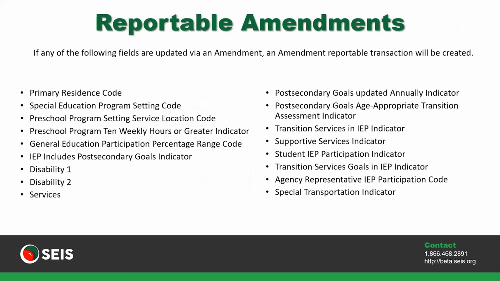Real quick, we'll talk about a few reportable amendment fields. So let's say you hold an amendment for the IEP that you held, and you update any of these bullet pointed fields. During that amendment, it's going to create a transaction. So let's say, for example, you go in and update the disability one or services. CalPADS wants to know that information that is changing. So we create a transaction when you hold an amendment and you update any of these fields that you see here.